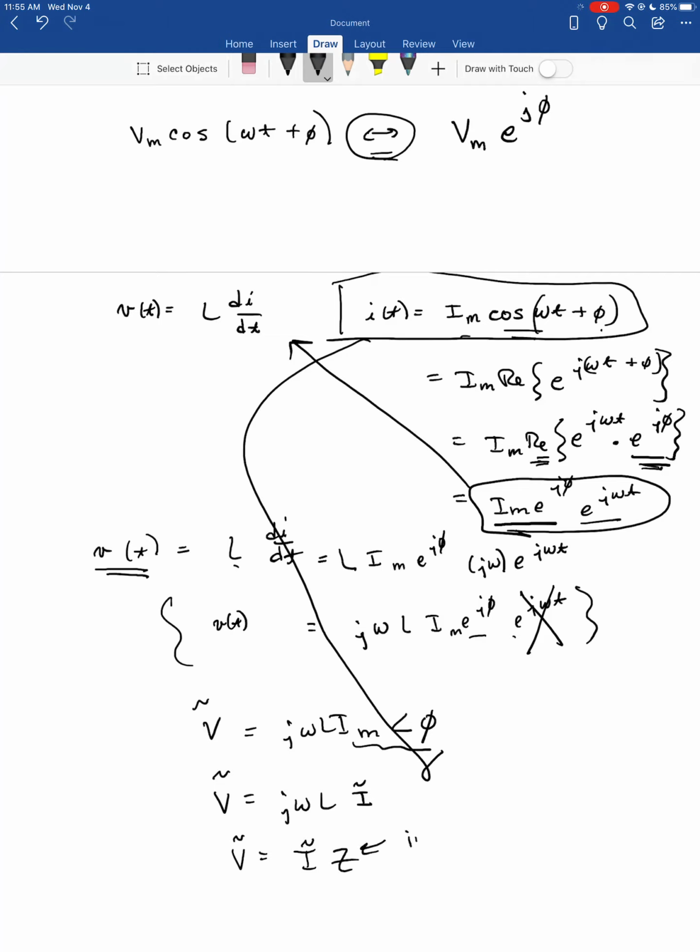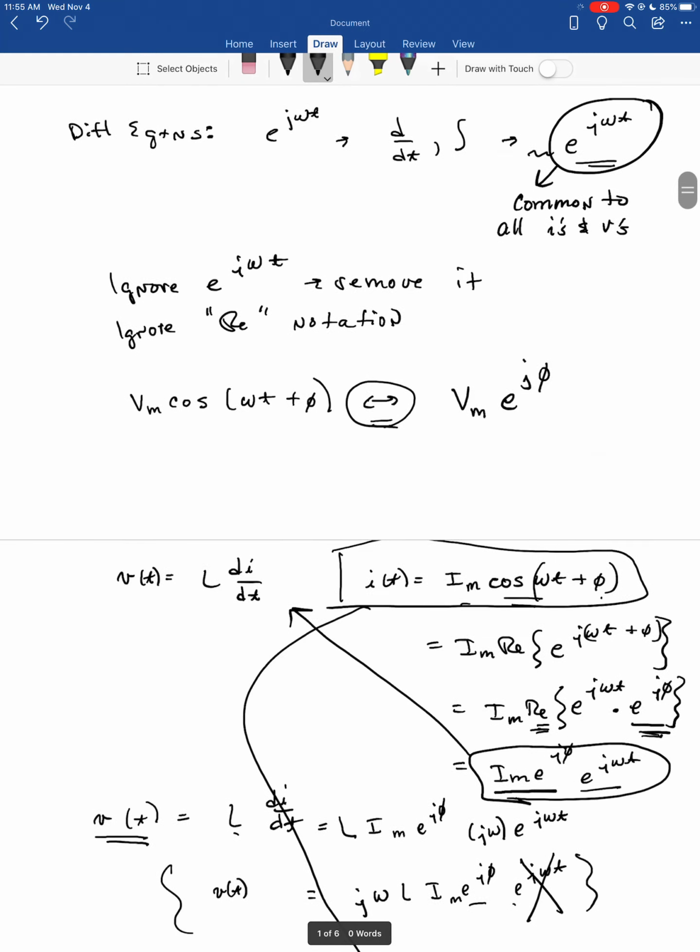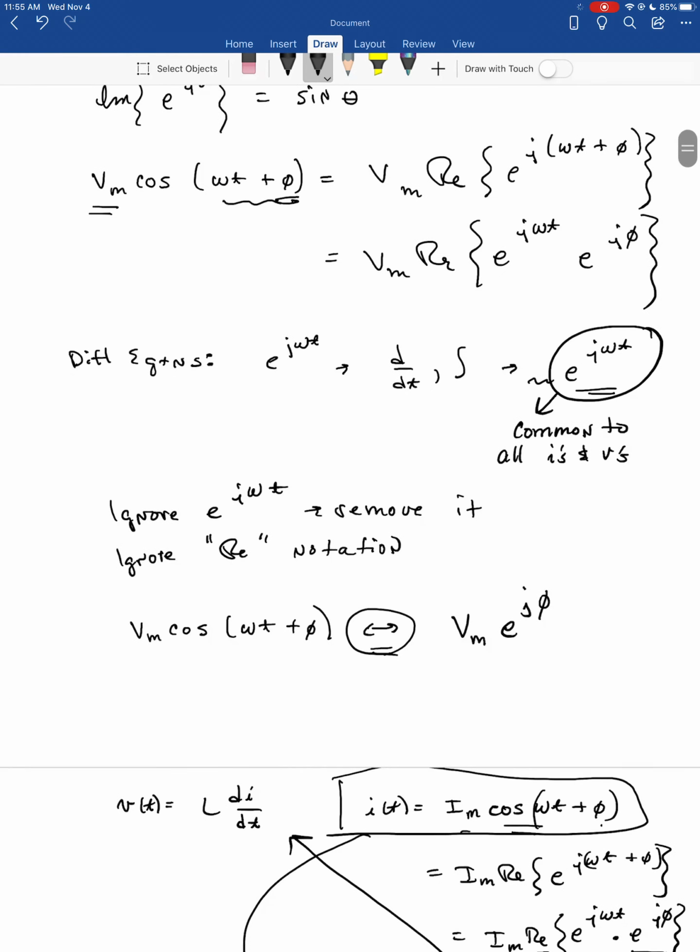So what this means is v looks like some I times what we will call Z. This is the impedance, and we talked about that in the previous example where we looked at impedances of inductors, capacitors, and resistors. So once we express an inductor as an inductive impedance, then we can express a voltage as a current times that impedance. This is only in the phasor domain. So once we've done that, then we have to transform back to the time domain.